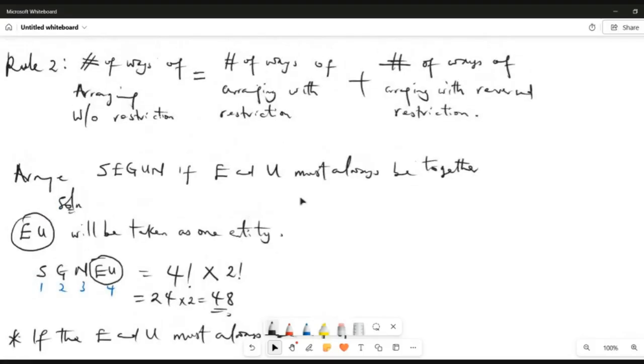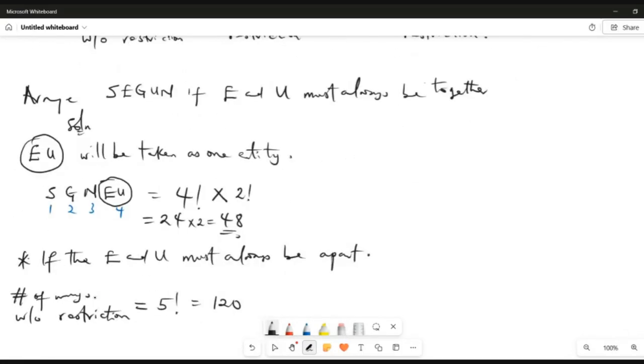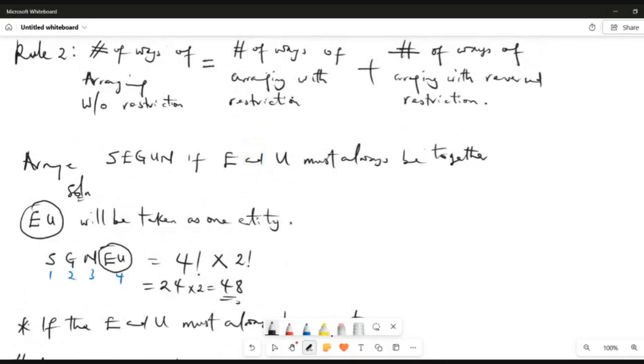Again, go back to the question. Now, I know 2 things. This question says, if E and U must always be apart, and we have already gotten where E and U are always together. So the number of ways of arranging Shegun is equal to the number of ways of arranging it if E and U must always be together, plus the number of ways of arranging it if E and U must always be apart. Together is the one with restriction. Apart is with reverse restriction. If they are not together, it means they are apart. And that is what is going on here.